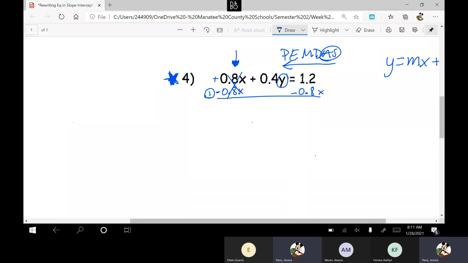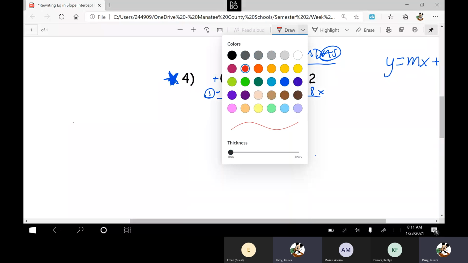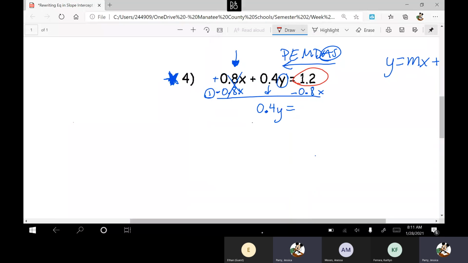Okay, so those 0.8x's canceled out. I'm going to bring down the 0.4y and the equal sign. And then I have these two terms, so 1.2 and the negative 0.8x. I need to put one here and one here.